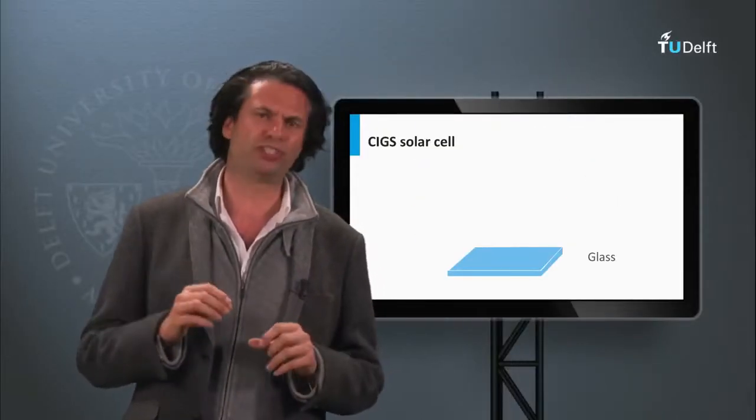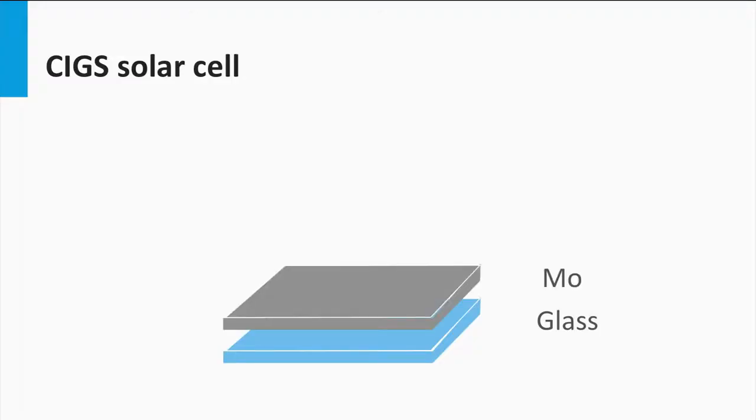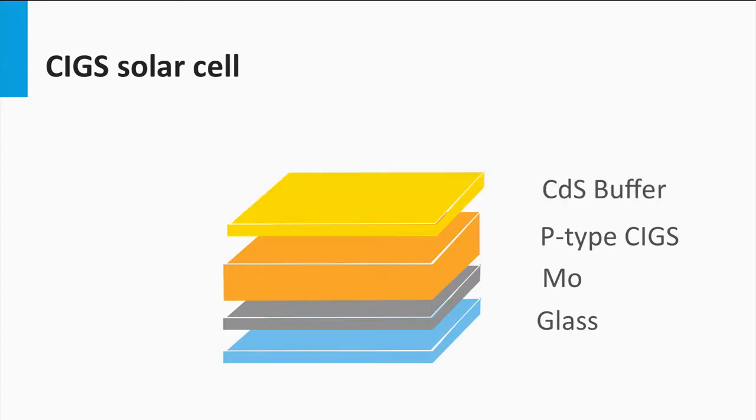Let's look at a typical CIGS solar cell structure. The substrate is glass. On top of the glass, a molybdenum layer with typical thickness of 1 micron is deposited, which acts as the back contact. On that, the p-type CIGS absorber layer is deposited, with thickness ranging from 2 up to 4 microns. The p-n junction is formed by a thin n layer of around 50 nanometers on top of the p-type CIGS that is based on cadmium sulfide.